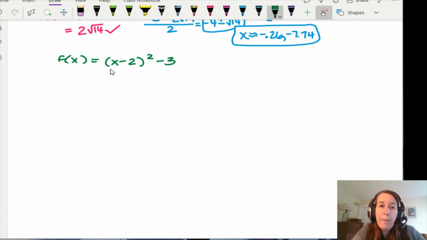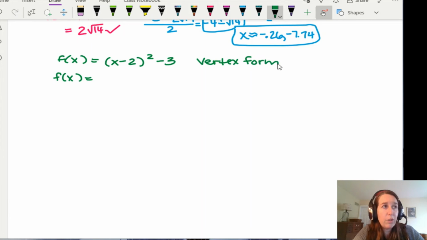we have a bit of a problem because this is in vertex form, which is great for finding the vertex, but it actually isn't very helpful for finding the roots. So the first thing that we're going to want to do is turn it back into standard form, which just means we're going to multiply it out.